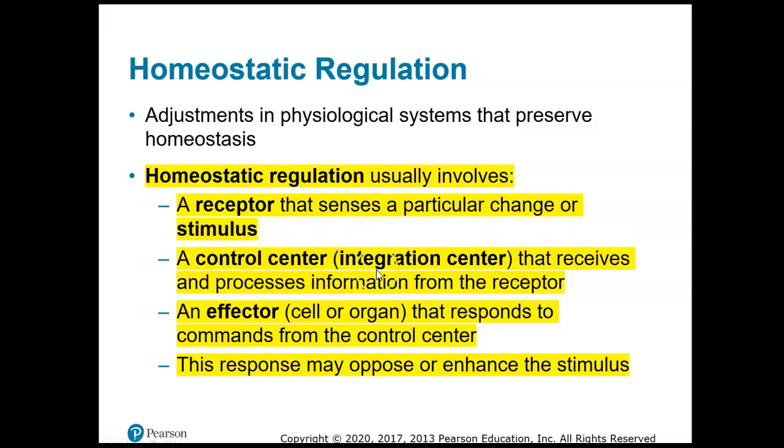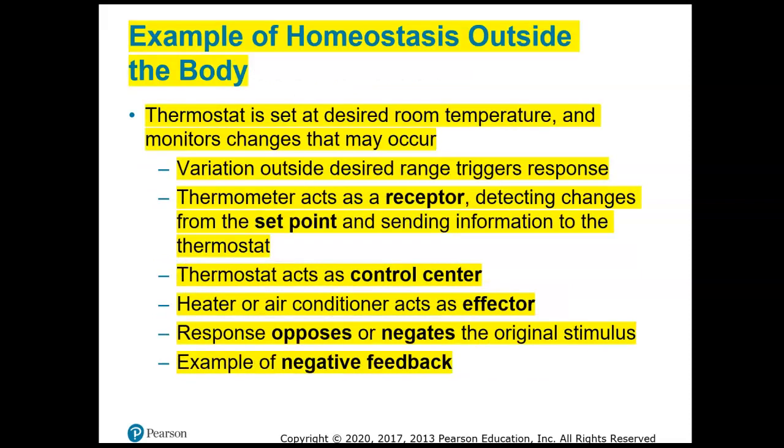There's a control center or integration center, which typically is the brain. It can be the brain or the spinal cord. An effector, which is a cell or organ that responds to commands from the control center. And the response may oppose the stimulus or it may enhance the stimulus. If it opposes the stimulus, we call it negative feedback.